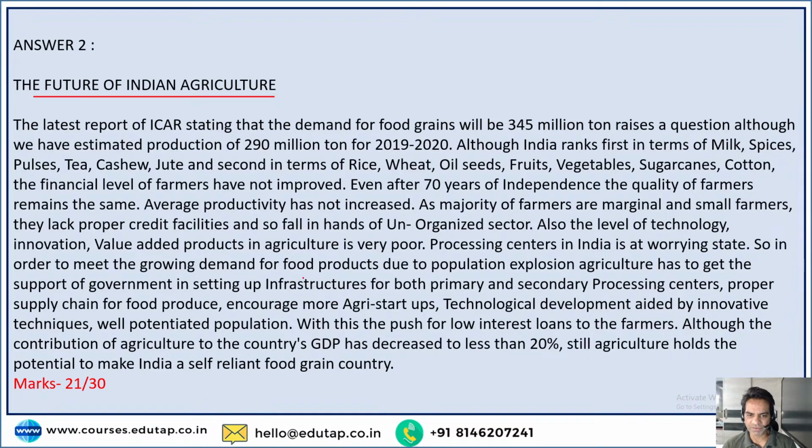So, to meet the growing demand for food products due to population explosion, agriculture has to get the support of government in setting up infrastructure for both primary and secondary processing centers, proper supply chain for food produce, encouraging more agri startups, technological development aided by innovative techniques, and a well-skilled population. Now, with this, the push for low interest loans to the farmers, although the contribution of agriculture to the GDP has decreased, still agriculture holds the potential to make India a self-reliant food grain country, and it has the potential to fight the problem of food security in the future, right?